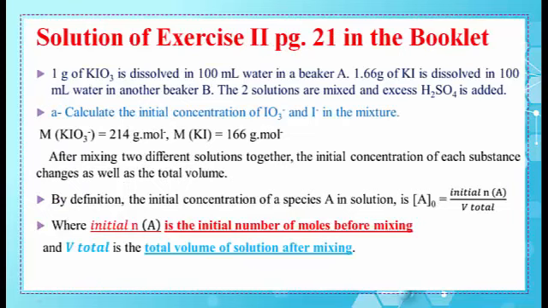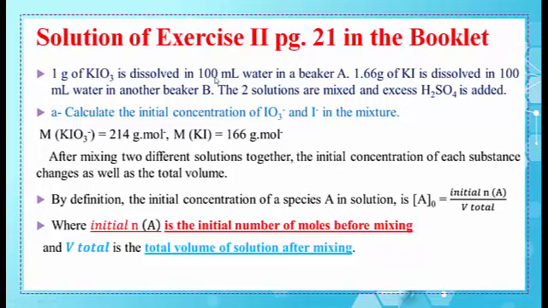We'll solve exercise 2, page 21 in your booklet. First, 1 gram of KIO3 is dissolved in 100 milliliters of water in a beaker A. 1.66 grams of KI is dissolved in 100 milliliters of water in another beaker B. The two solutions are mixed and excess H2SO4 is added. It's very important here to note that the two solutions are mixed. It means the volume of the solution is now 100 milliliters plus 100 milliliters equals 200 milliliters.